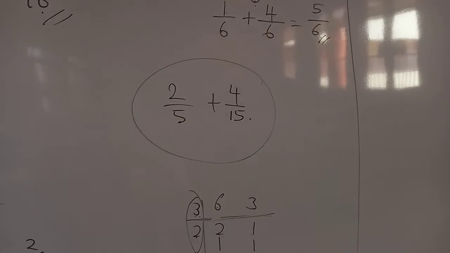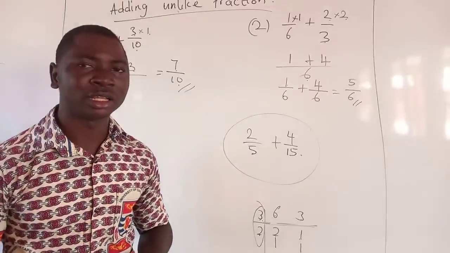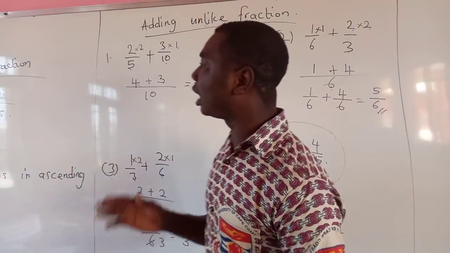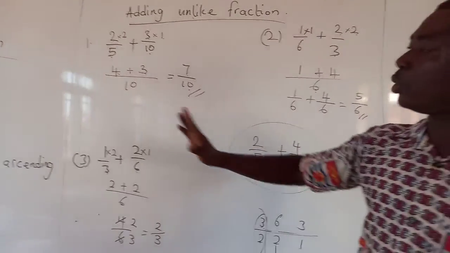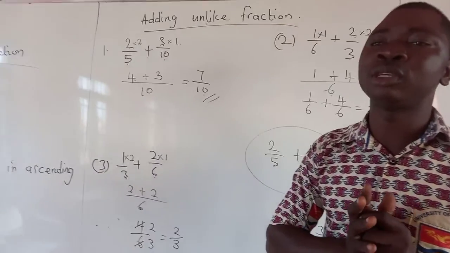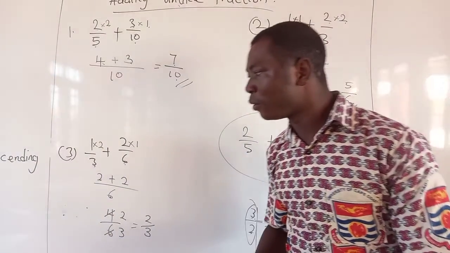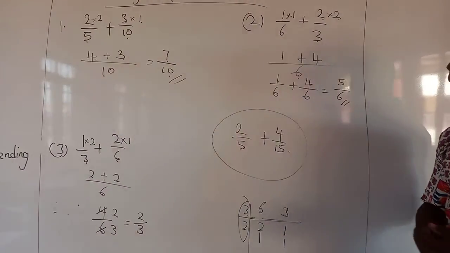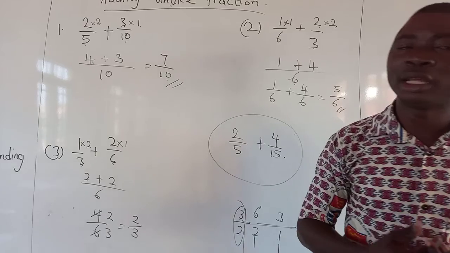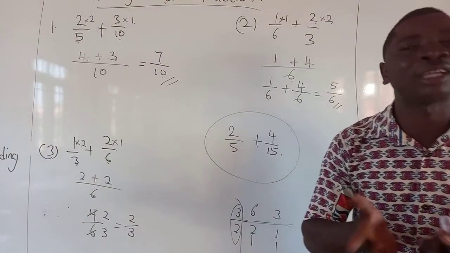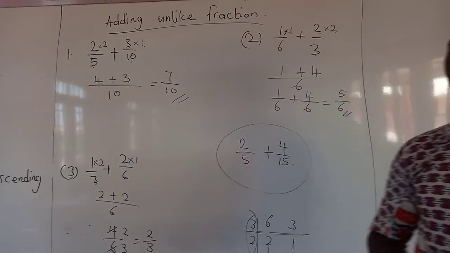What have we learned today? We have learned how to add unlike fractions. When we say unlike fractions, it means that the denominators are different. So we have to make sure that we make the denominators equal by finding the LCM. After you find the LCM, you follow my method, and then you can solve all unlike fractions in the whole world. Okay, so keep practicing and everything will be okay.